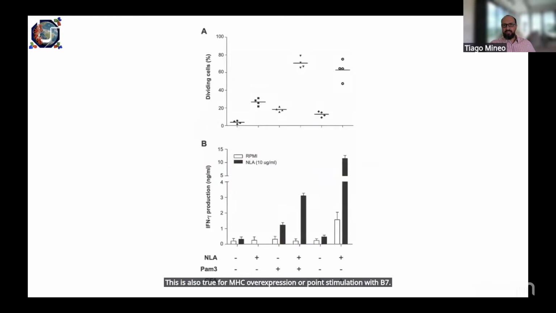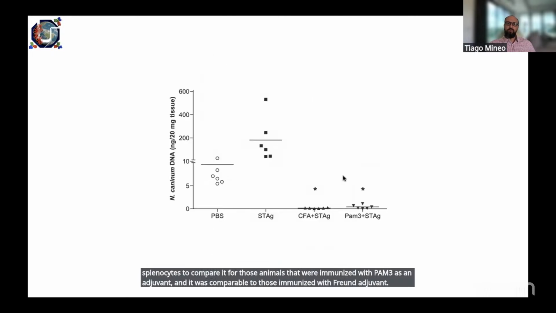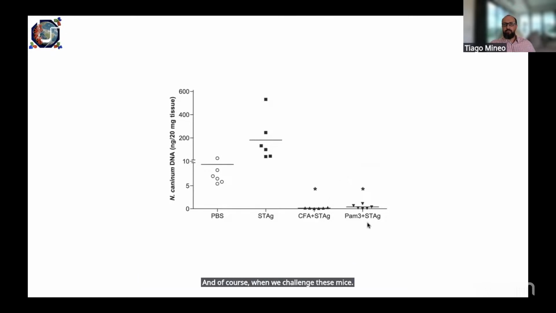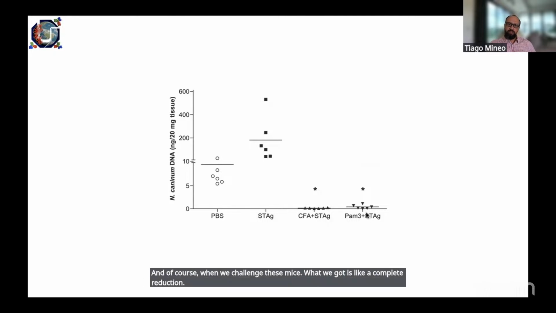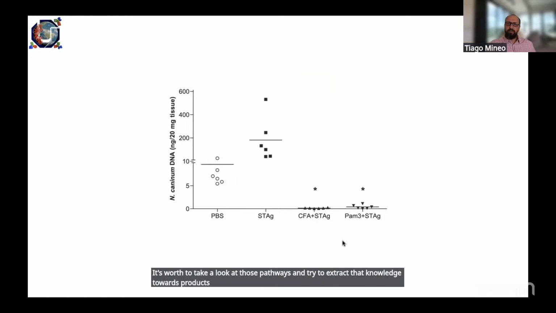When we immunized these mice, we saw a lot of proliferation of T cells or splenocytes in those animals immunized with PAM3 as an adjuvant, and it was comparable to those immunized with Freund's adjuvant. And of course, when we challenged these mice, we got an absolute reduction of parasite burden compared to untreated mice or mice treated only with antigen, right? So this brings us to the conclusion that it's worth taking a look at those pathways and trying to extract that knowledge towards products that can be made to protect mice.